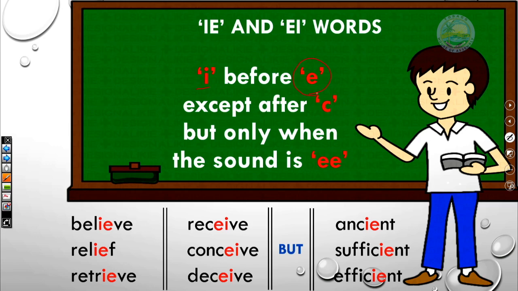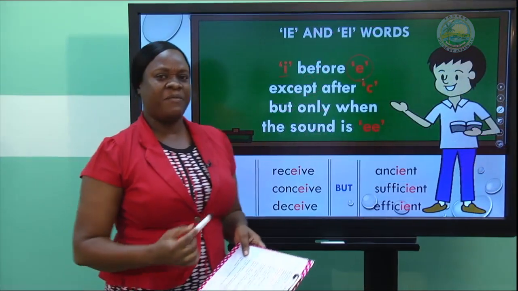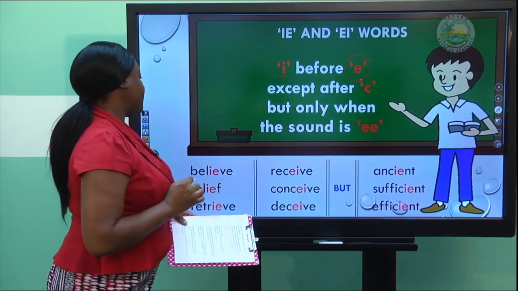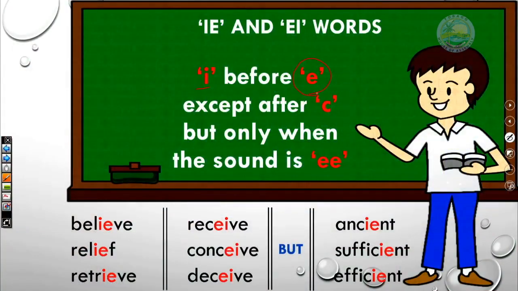The word believe, we are looking not just for the IE only, but we are listening to hear if we hear the E sound in the word. So let me say the word, and you are going to listen to hear the E sound in the word. Believe. Do you hear the E sound? Right, yes, we did. So therefore, in spelling the word believe, it's I before E, because that's the basic rule.